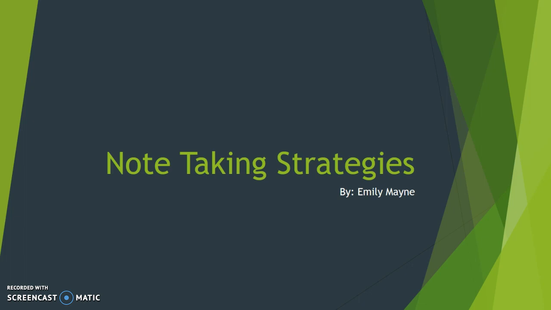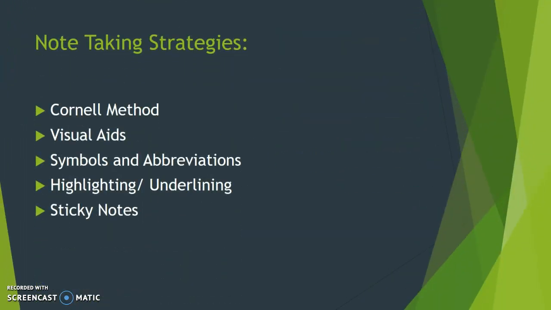So we're going to be talking about a few different methods of note-taking. We're going to be talking a little bit about the classic Cornell method, the use of visual aids, how we can use symbols and abbreviations to shorthand our writing, and highlighting, underlining, and obviously sticky notes and post-its, things like that. So some of the classics.